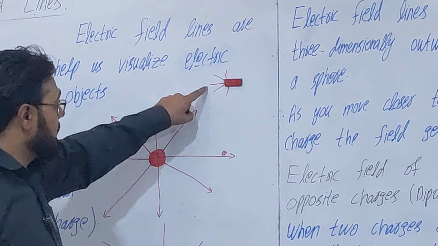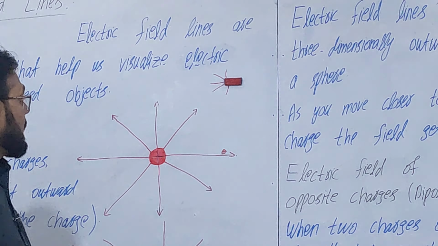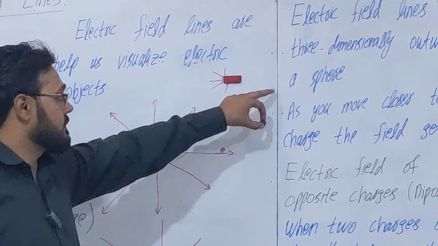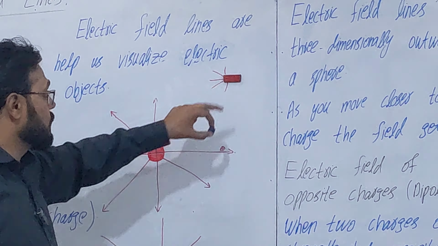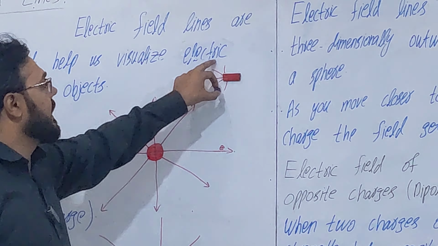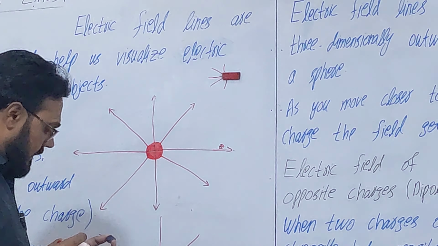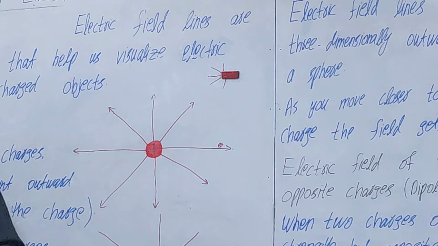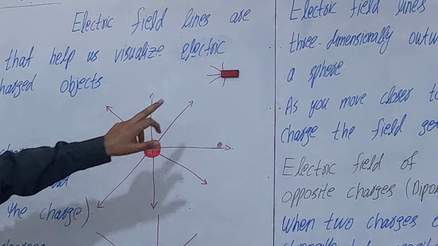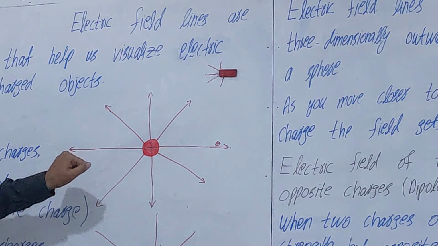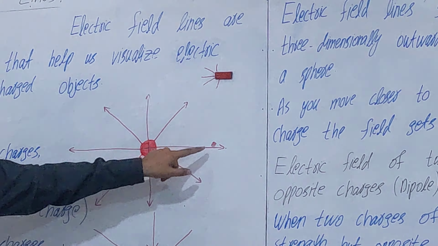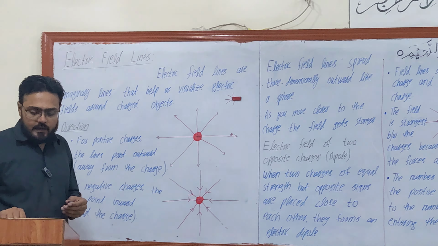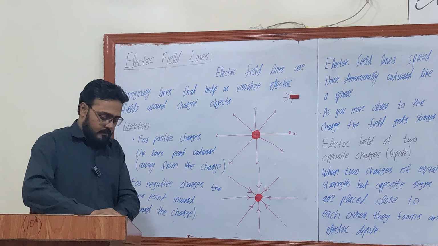So these lines are imaginary lines. We are feeling the effect of this magnet in this region around this magnet. So we consider imaginary lines about this magnet. These are magnetic field lines. Similarly, around a charge, these lines are imaginary lines of this positive charge. In reality, these lines don't exist.